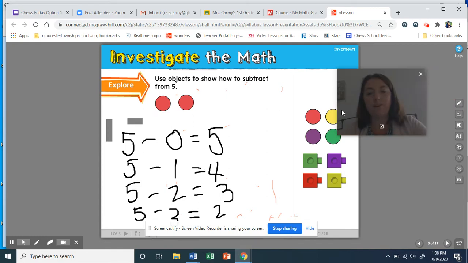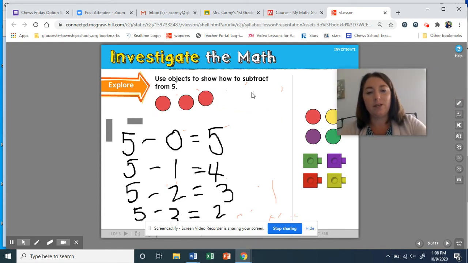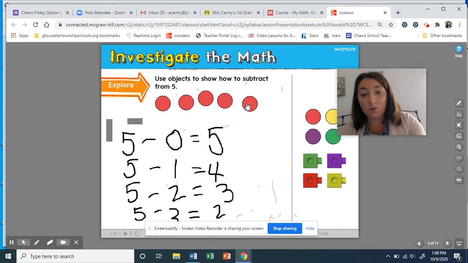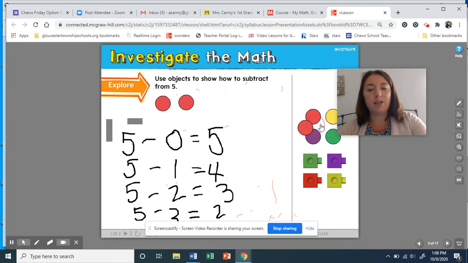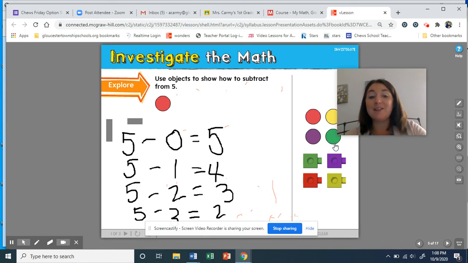All right, let me get all 5 counters back again. 1, 2, 3, 4, 5. So I have 5, so I took away 3. All right, let's try taking away 4. So 1, 2, 3, 4. What am I left with? I'm only left with 1. Yeah, so 5 minus 4 equals 1.